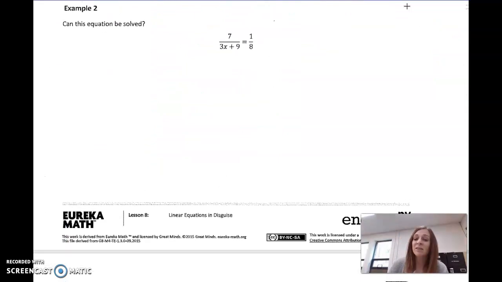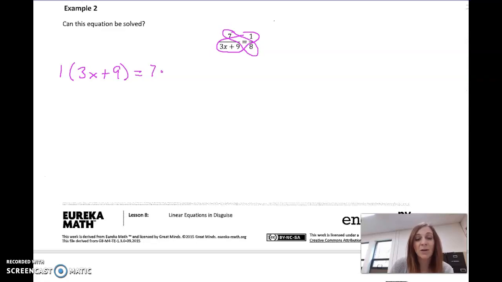Okay, can this equation be solved? The answer is yes. And I'm just going to use my cross products. And it doesn't matter which way you go first because they're both equal to each other. So I'm going to go 1 times 3x plus 9 equals 7 times 8. Now I'm writing out every single step. Can we reduce the step? Do we need to write the step?